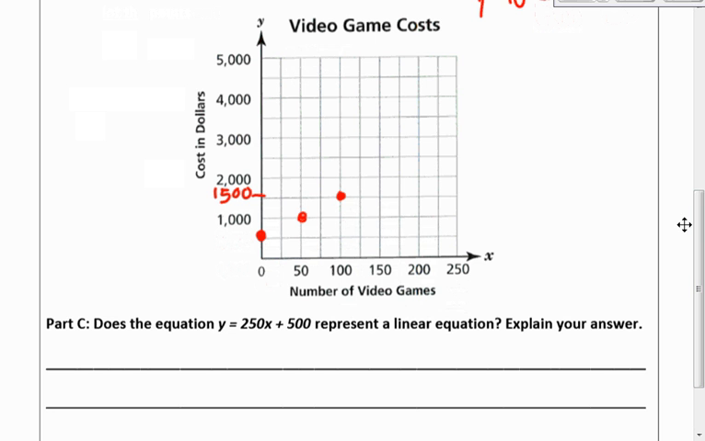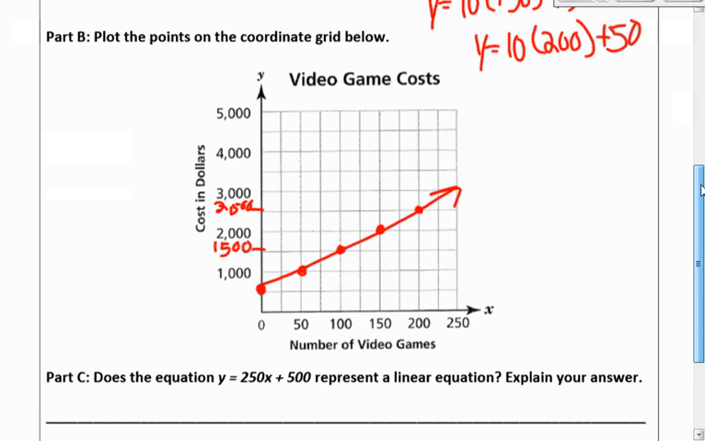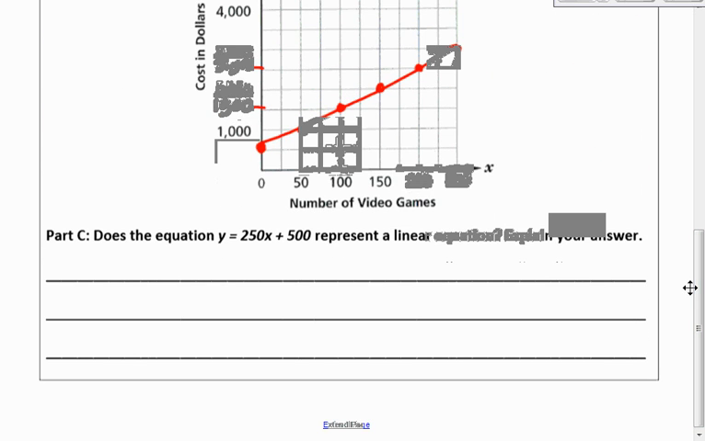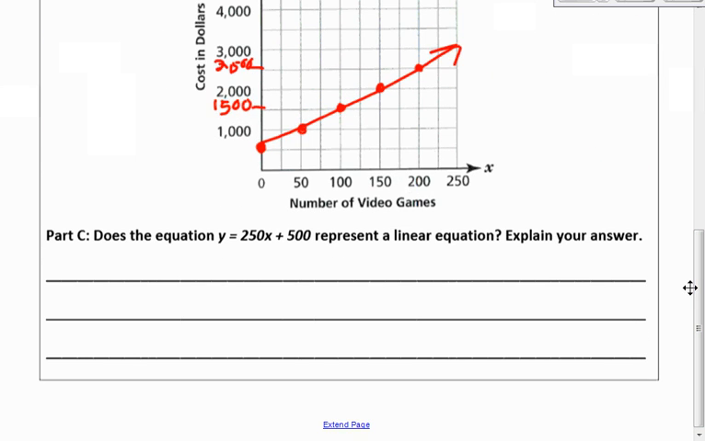150, 2,000 would be over here. And then 200, 2,500 would be in between 2,000 and 3,000. Connect your points, put an arrow at the end, and that's how you would plot all of the points from your table. Part C says, does the equation y equals 250x plus 500 represent a linear equation? It's in the format y equals mx plus b. There's the formula for a linear equation.